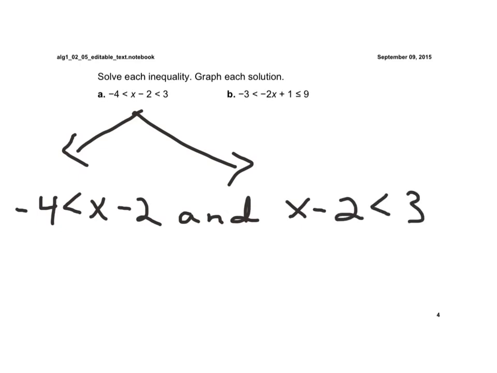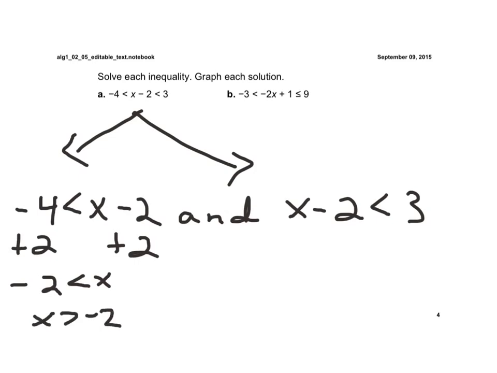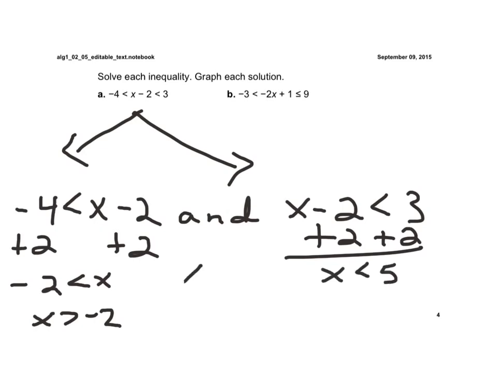So now I solve this first one. I'm going to add 2. I have negative 2 is less than x, which could be written as x is greater than negative 2. Here I would add the 2. Now we get x is less than 5. And so we could write it as x is greater than negative 2 and x is less than 5.